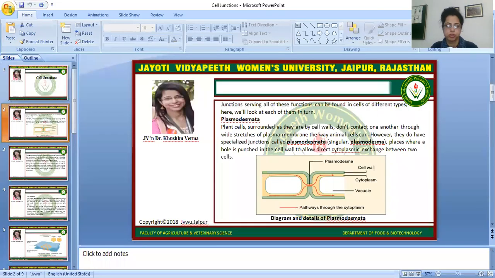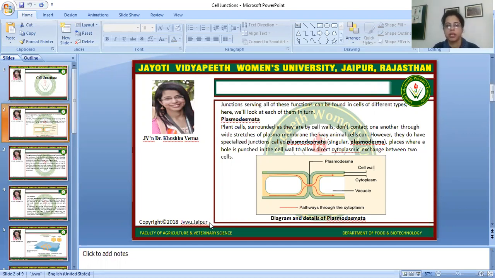Today we will discuss cell junctions, and this session is related to the cell biology course of program BTech FBT, BTech MTech FBT and BSc FND third trimester. Junctions serving all of these functions can be found in cells of different types. Here we will look at each one of them in turn. First of all, we will discuss one cell junction, which is plasmodesmata.